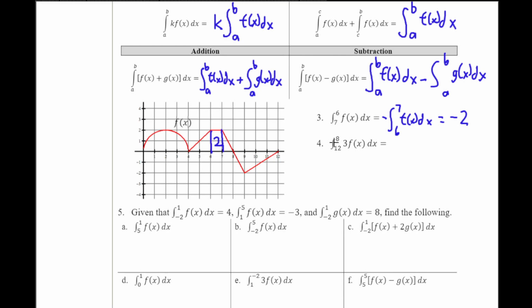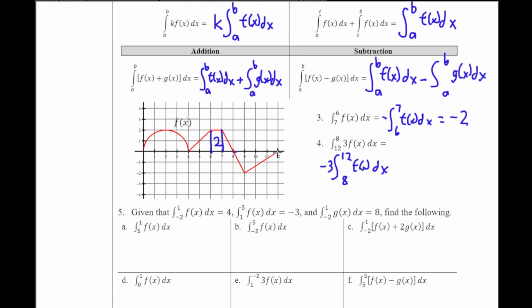So question 4, integral from 12 to 8, 3 f of x dx. There's two things we can do. We can reverse the order of the limits, add the negative sign in front, and also put the constant 3 on the outside. So it's equal to negative 3 integral from 8 to 12 f of x dx.